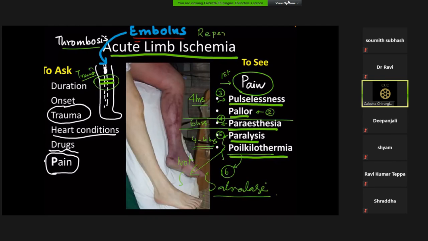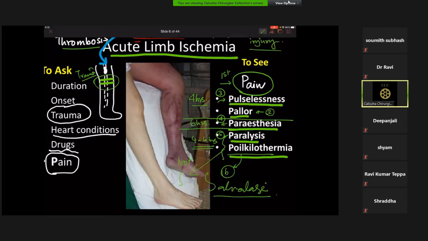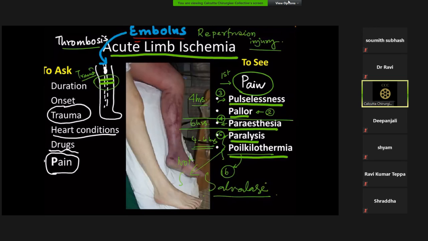Now, remember the examiner's favorite question: why are you so worried about a reperfusion injury? Can anyone in the group tell me why you are so worried about a reperfusion injury? That means if the femoral artery was blocked and suddenly after 6 hours you opened the femoral artery, why are you so worried?